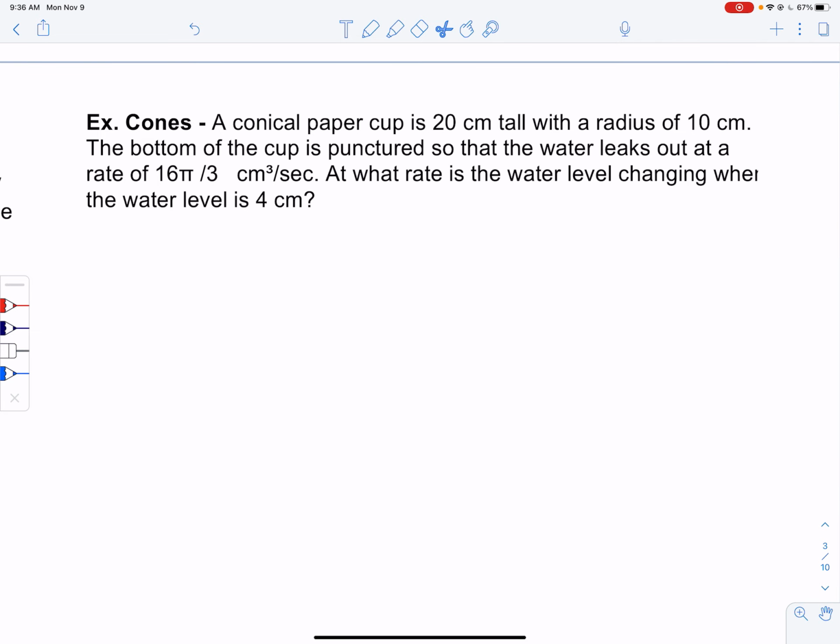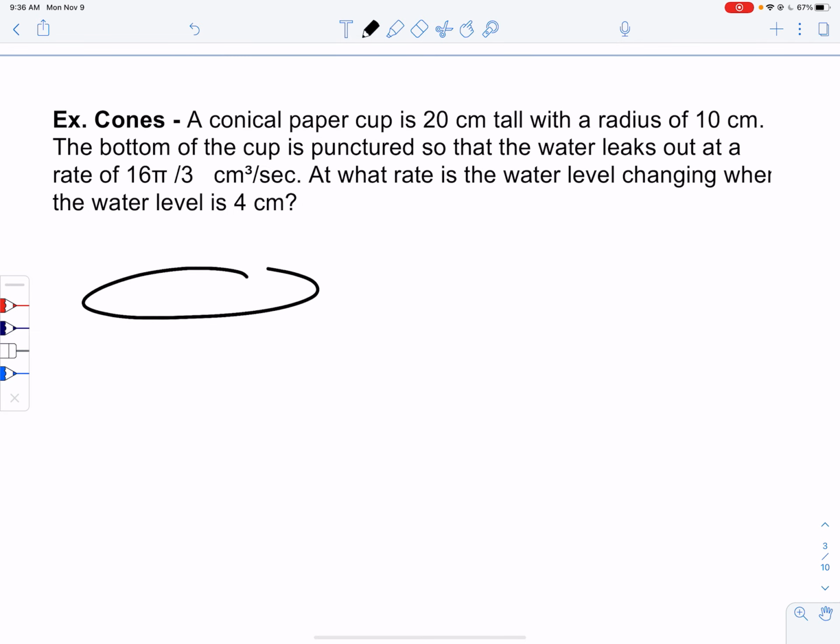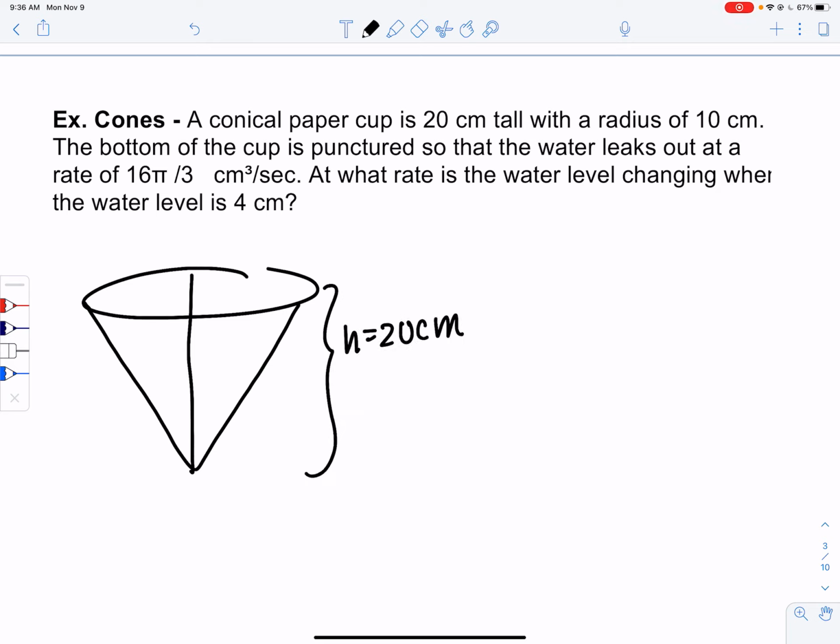So here's a cone. A conical paper cup is 20 centimeters tall. So h is 20 centimeters and it has a radius of 10 centimeters. And the bottom of the cup is punctured so that the water leaks out. So there's water inside. And the water is leaking out at a rate of 16 pi over 3 centimeters cubed per second. So what is the rate that the water level is changing when the water is 4 centimeters?